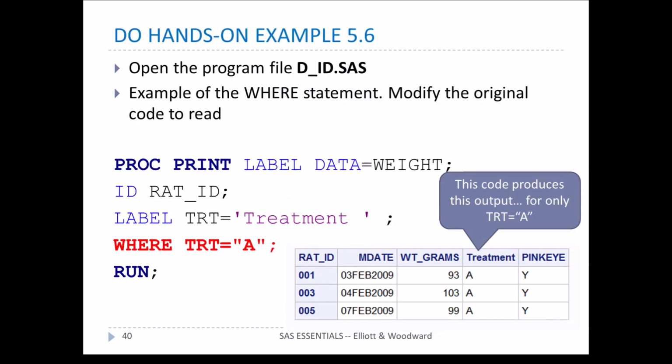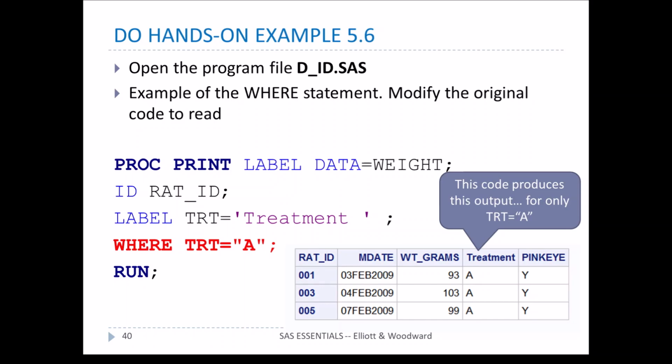All right, hands-on example of 5.6. Again, we're going to use the same program and alter it a little bit. Let's do a PROC print label with data equal weight. We have the ID and the label statement there for treatment. Now we're going to say where treatment equal A.